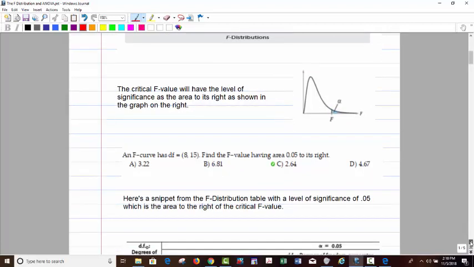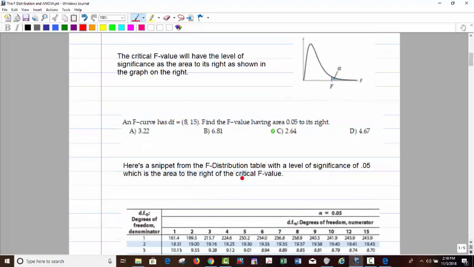So this is just practice of looking up the chart here. An F curve has degrees of freedom of 8, 15. So 8 is the numerator degrees of freedom, 15 is the denominator. Find the F value having area 0.05 to the right.